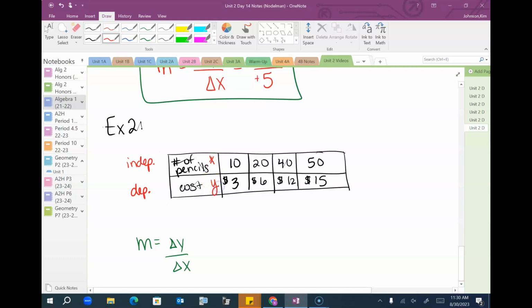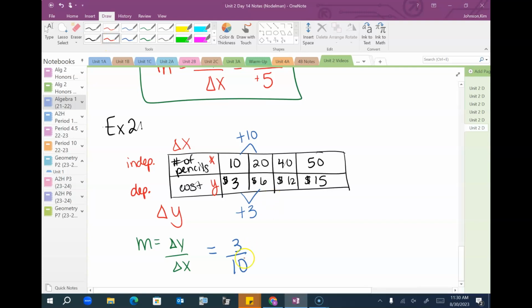A lot of times your table will be set up where the x is on top and the y is on bottom when it's set up horizontally, just like we're used to seeing x on the left and y on the right when it's set up vertically. So we're going to go ahead and calculate our change in y and our change in x for all of these points. For the first 2 points, to get from 3 to 6, we add 3. To get from 10 to 20, we add 10. So the first slope is +3 over +10.